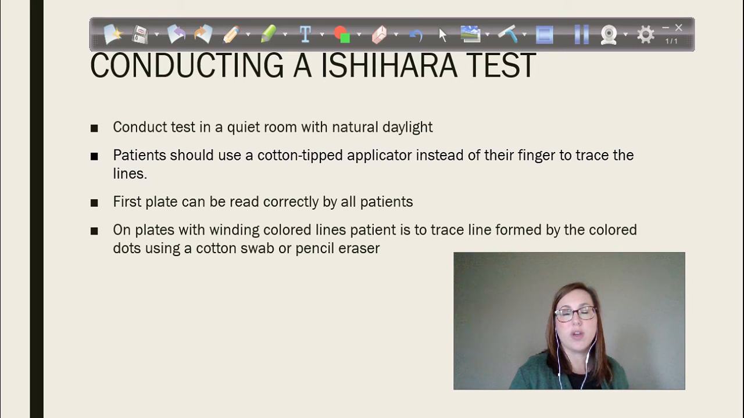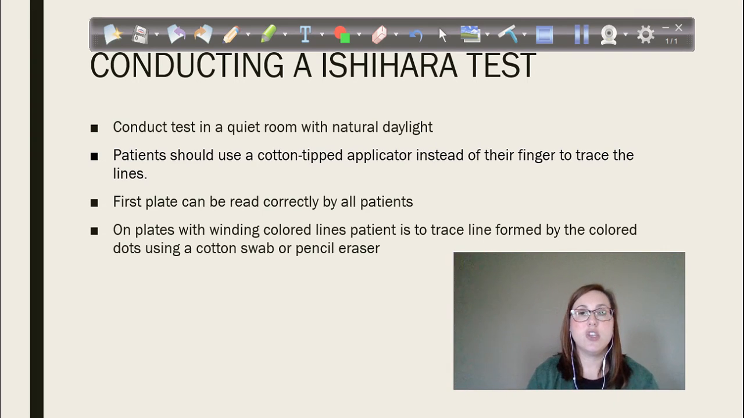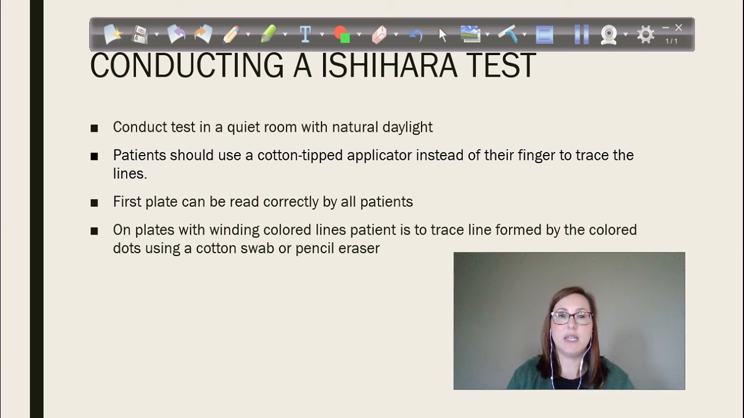Using a finger can kind of wear off the coloring, which you don't want to do, because that color is, of course, important. When you look at that first plate in the Ishihara test, anybody can see that. So there's no color blindness tested on that, but everybody can see it, just so they get an idea of what they're supposed to do during the test. Again, they can trace the line of the number or the different colored dots with a cotton swab or a pencil eraser.